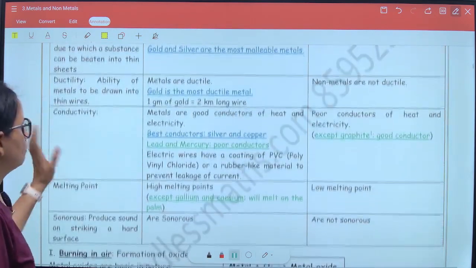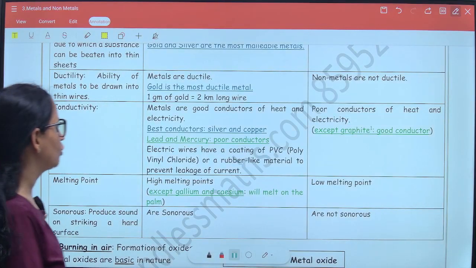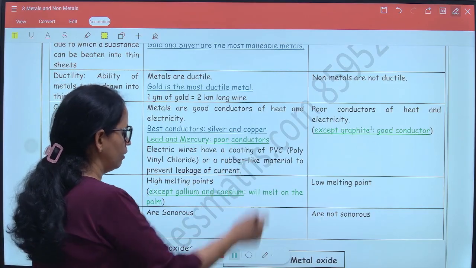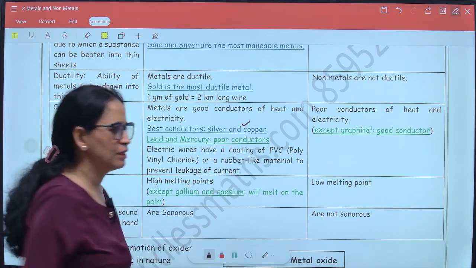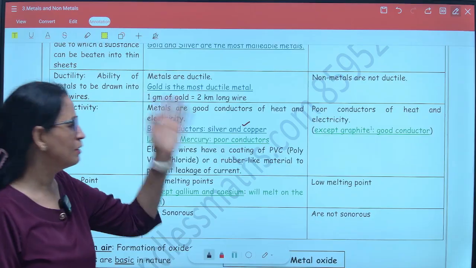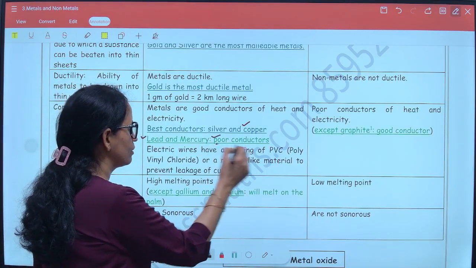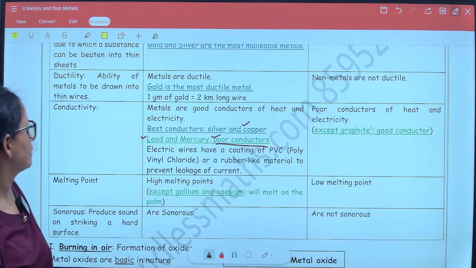Next, conductivity. Metals are good conductors of heat and electricity, and the best conductors are silver and copper. Now because copper is available abundantly and can be extracted easily, that's why we have electric wires made of copper and not silver, otherwise they would be very expensive. Now lead and mercury, they are poor conductors. So these are exceptions. Please remember all the exceptions.